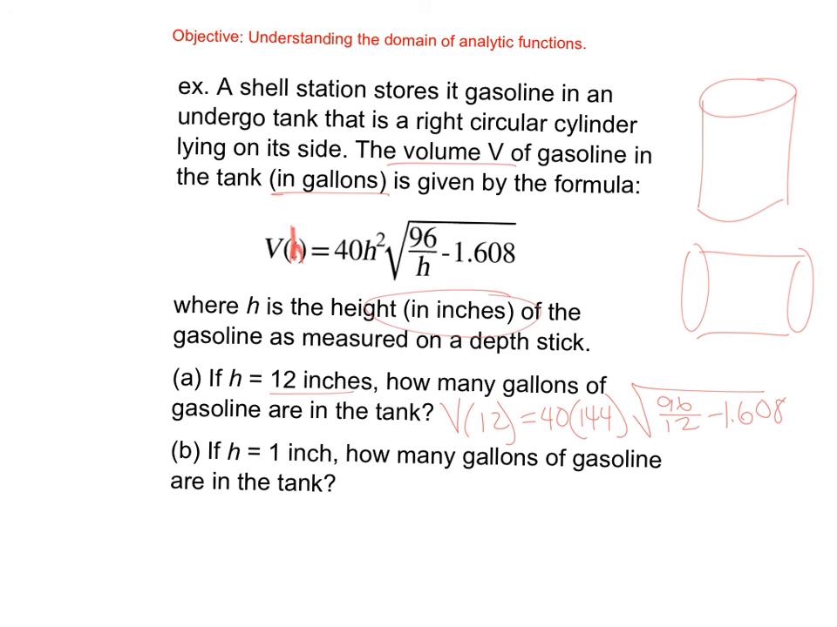So we got 40 times 144, the square root of 8 minus 1.608. And I get 14,562.665. 3 decimal places. Oh, that was so ugly. Hold on. 14,562.665. Always give me 3 decimal places. Always.